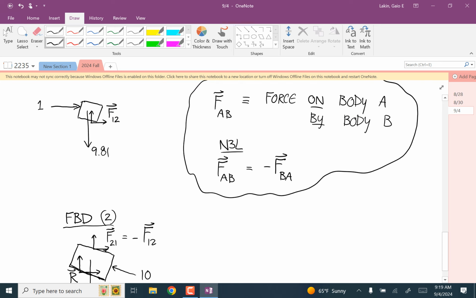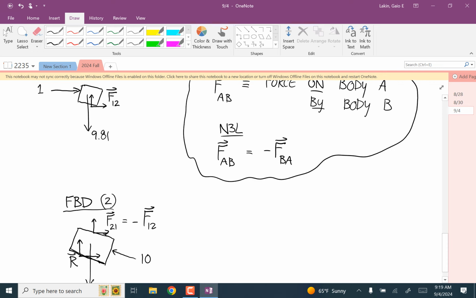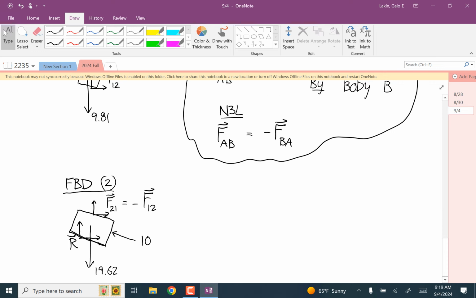But going back to the thing, you follow what I'm saying about reducing the number of variables. This is a thing we're going to use all the time when we have multiple bodies and we're trying to solve a problem with multiple bodies. You're going to reduce the number of variables by using Newton's third law on these subscripts.